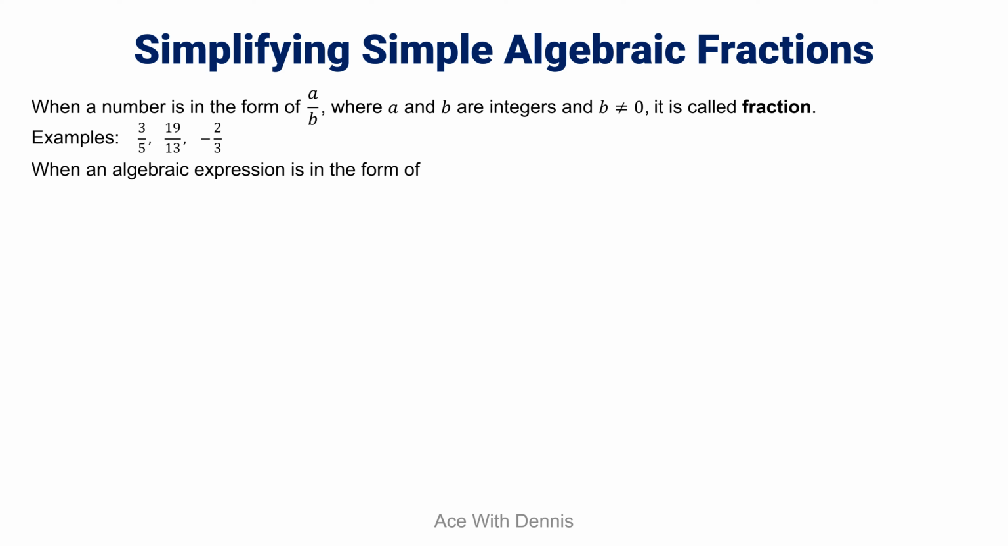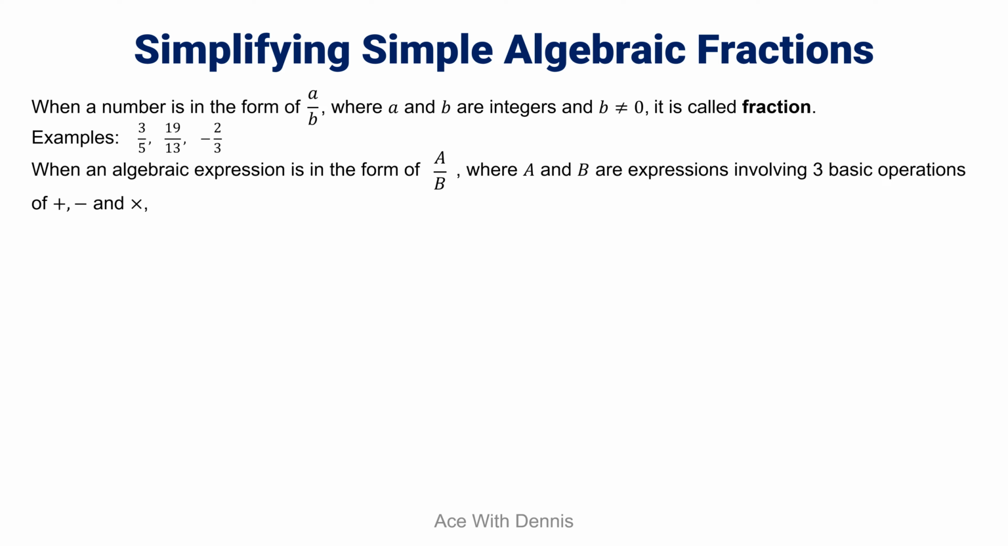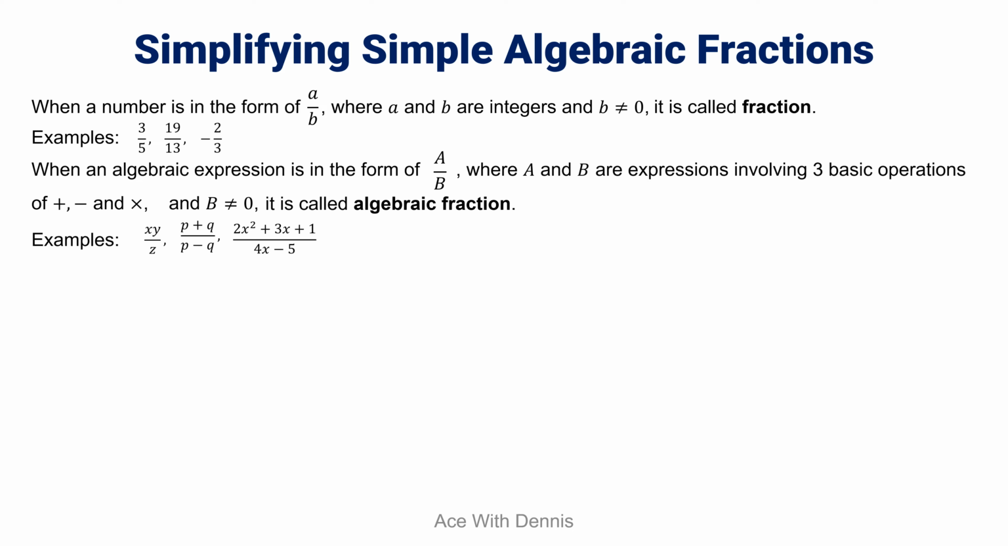So as long as it is in the form of a over b, it is called a fraction. When an algebraic expression is in the form of a over b, where a and b are expressions involving the 3 basic operations of plus, minus, and multiply, and b is not equal to 0, it is called an algebraic fraction. Here are a few examples: x y over z, p plus q over p minus q, and 2x squared plus 3x plus 1 over 4x minus 5.